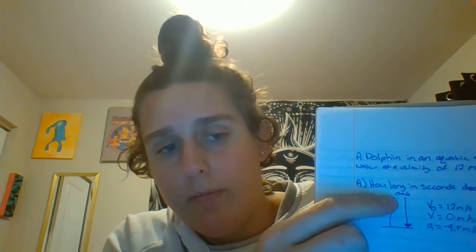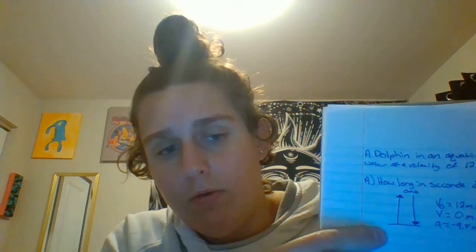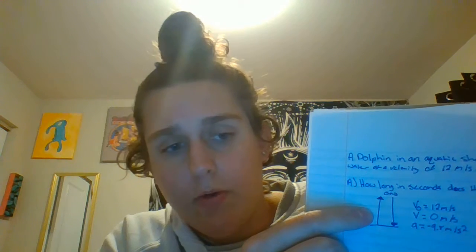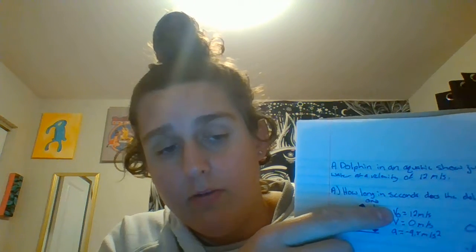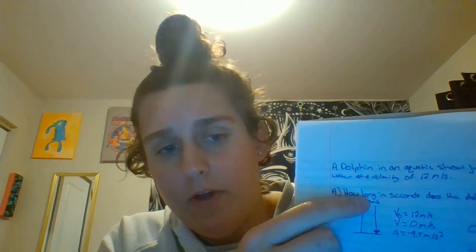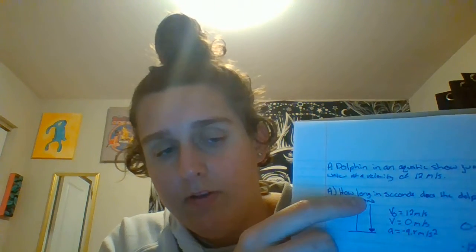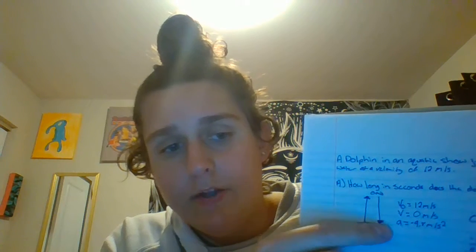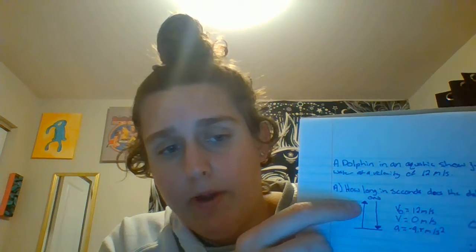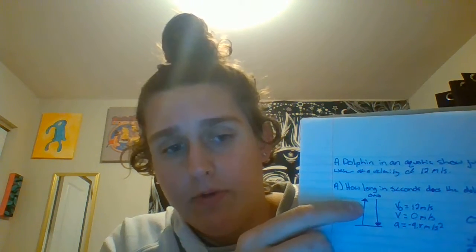The first part that I chose to do, which is part B, is a good place to start: how long in seconds does the dolphin remain in the air? So I drew this picture to explain. The dolphin's going to go up and then it's going to go down. The initial velocity is 12 meters per second, which I wrote right here. The final velocity is going to be 0 meters per second because before it starts coming back down, it's going to hit 0 meters per second and stop. And the acceleration on the way up is negative 9.8 meters per second squared.